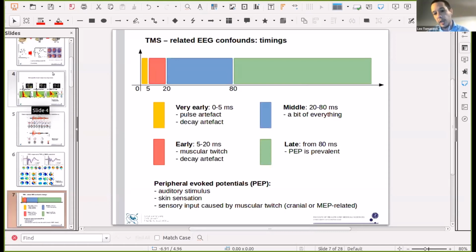And obviously, if we are stimulating the motor area, we will have a muscular twitch of the related muscle, and this will again come back as a sensory input to the cortex. We can say that those are cortical unwanted responses.